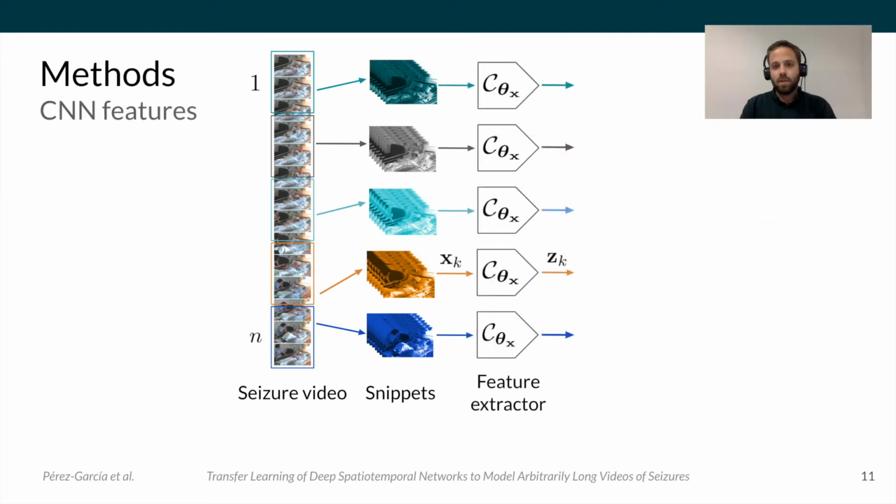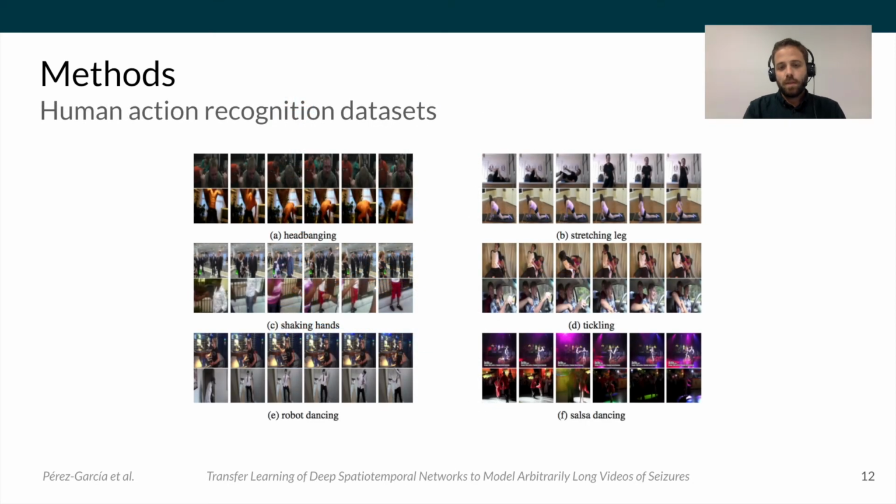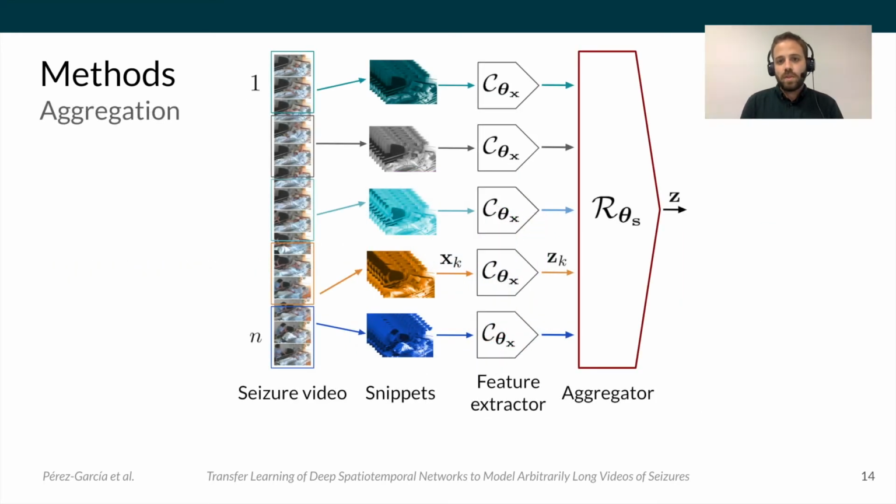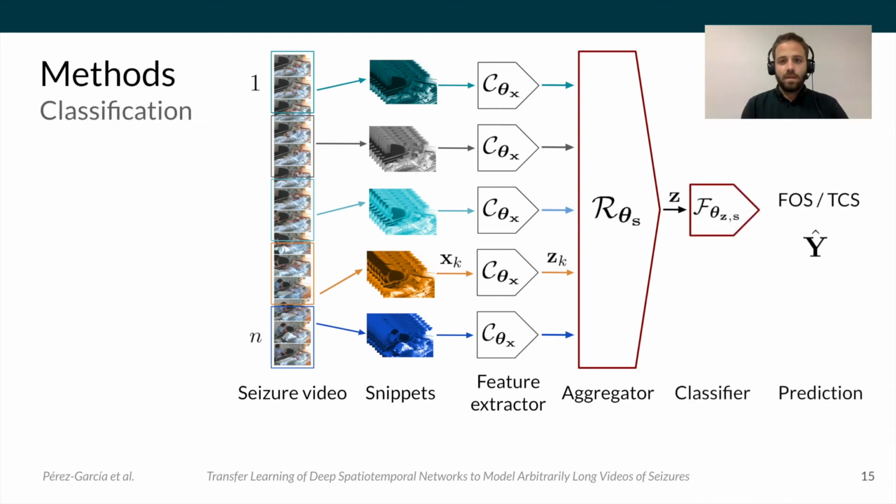Then we use a spatiotemporal convolutional neural network to extract features from each snippet. Since epileptic seizures are visually similar to human actions in terms of motion, we used a spatiotemporal CNN that was trained on more than 65 million human action videos from Instagram and YouTube to extract features. The sequence of feature vectors needs to be aggregated for classification, so we used an average as a baseline aggregator and compare with sequential models such as recurrent neural networks. Finally, we train a fully connected layer to classify between focal onset seizures or tonic-clonic seizures.